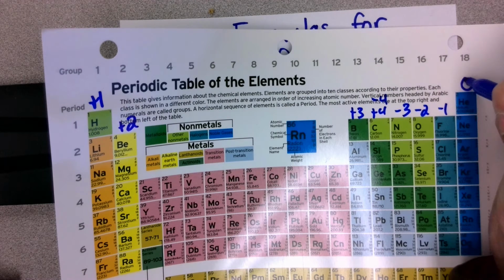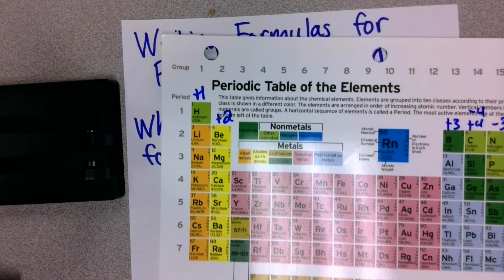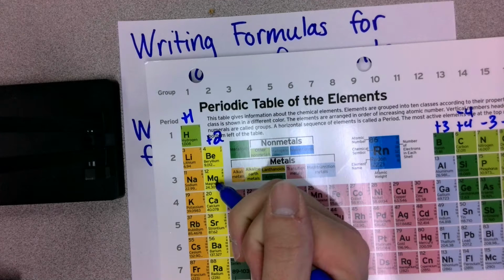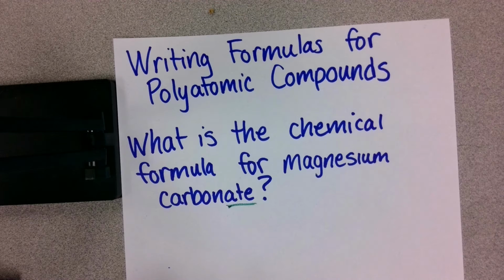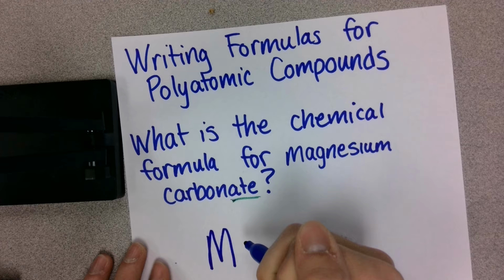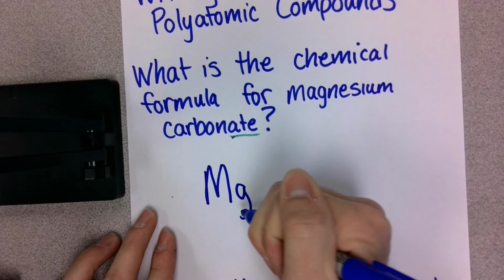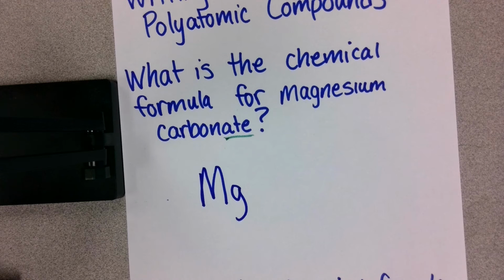Alright, so the first thing you want to do is look up magnesium. The symbol for magnesium is Mg, so I'm going to write Mg here, like so. And the next thing you want to do is look up carbonate. Remember it's got a polyatomic ion because it ends in -ate.